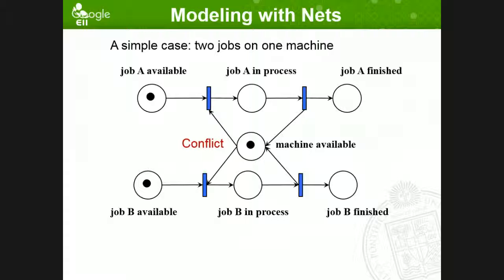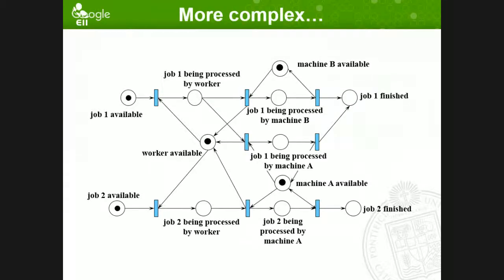This is a very simple model, but we can also model more complicated things. Something like a flexible manufacturing system. In this case, we have workers, we have machines, we have, for example, alternative routes. We can have workers with different skills. All these things can be easily modeled by Petri nets. And of course, it can be much more complex.